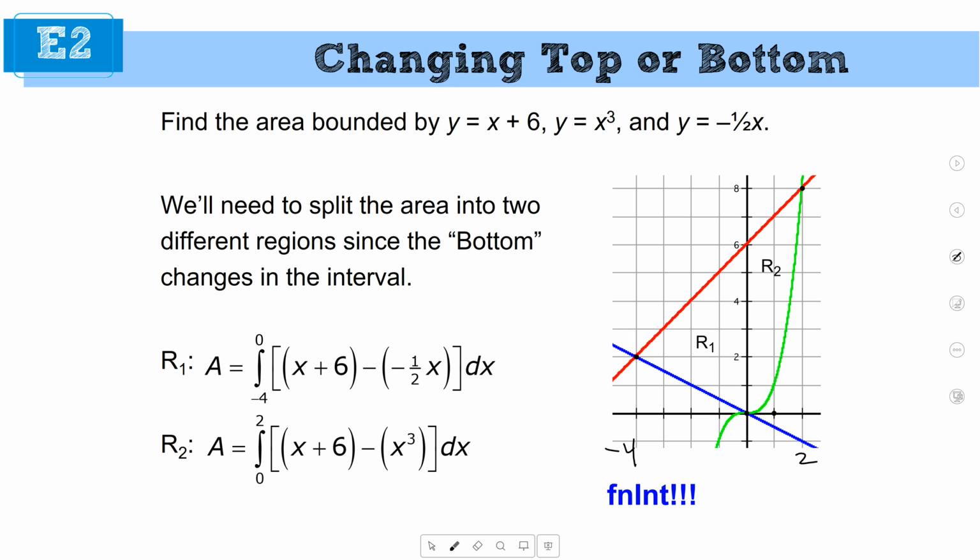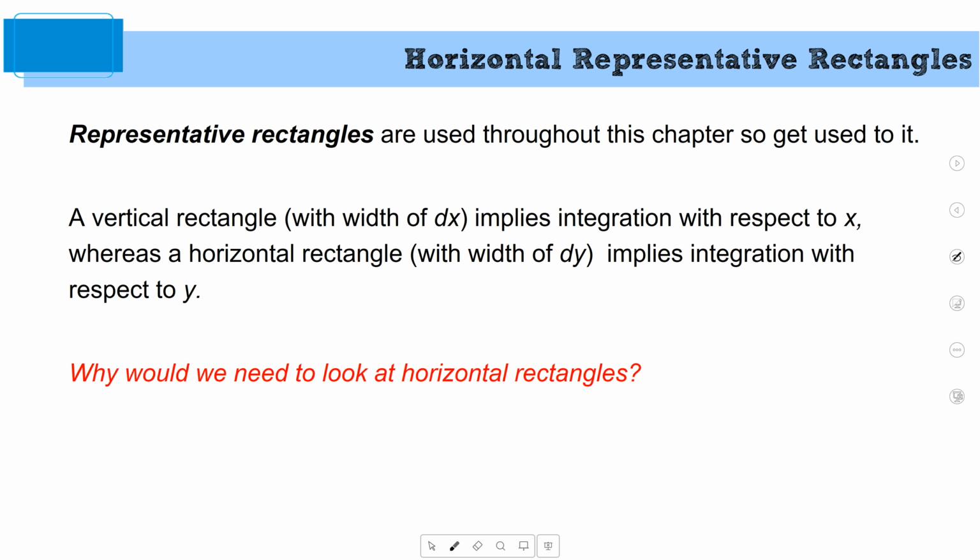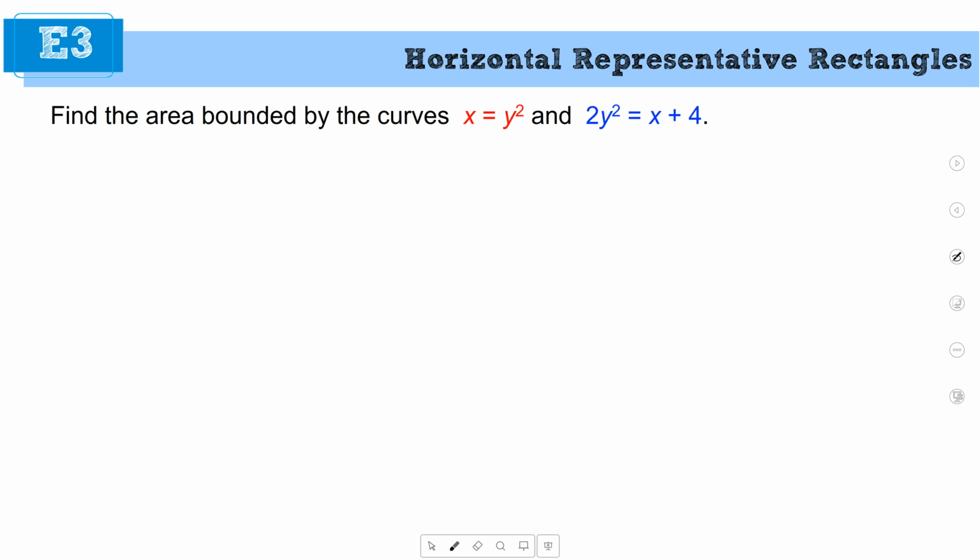One more oddity to show you and we're done. And that is, what if my representative rectangle is horizontal and not vertical? Before we go there, let's review. In these problems, all of my functions are expressed in terms of x. X plus 6, x cubed, -1/2 x. My limits of integration have to do with x values. I'm going from the x value of -4 to the x value of 0. My rectangles, however, are vertical. We're good to go, yes? Excellent. What if we're doing horizontal rectangles?